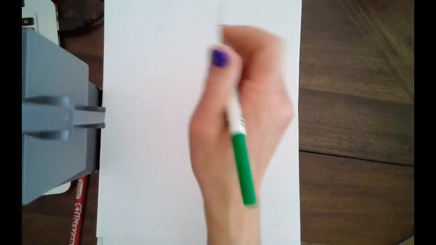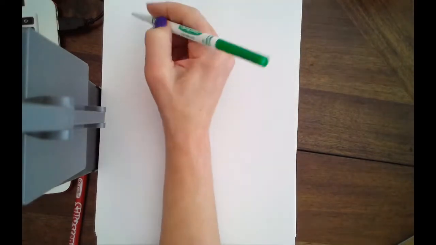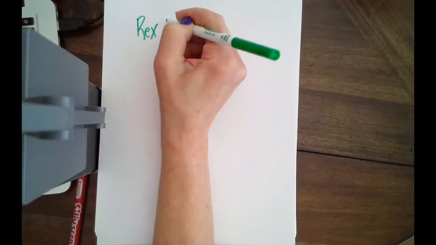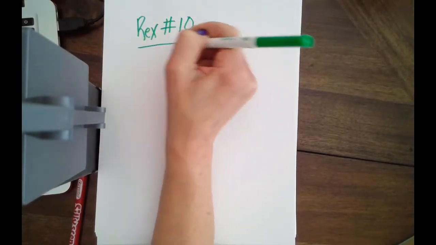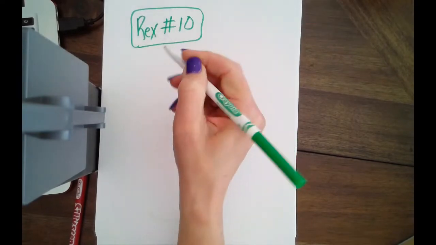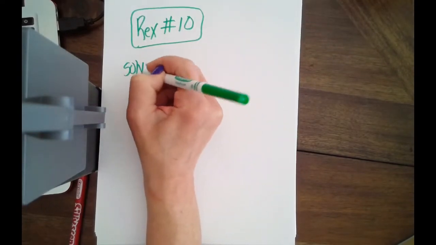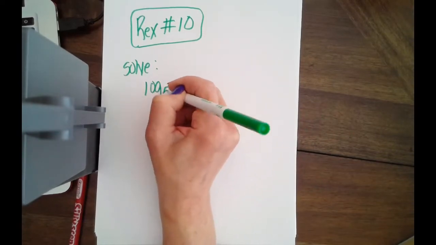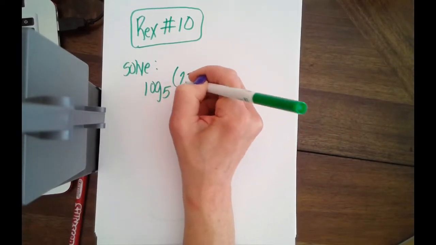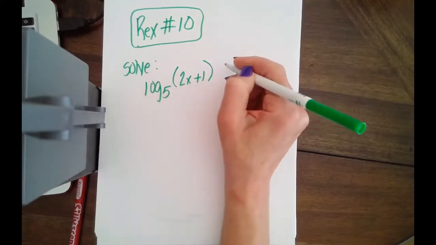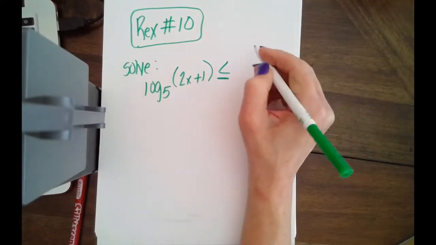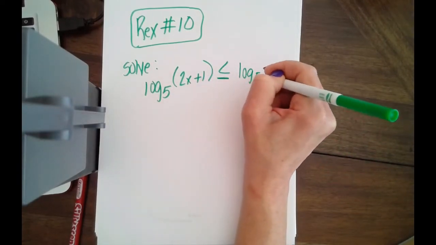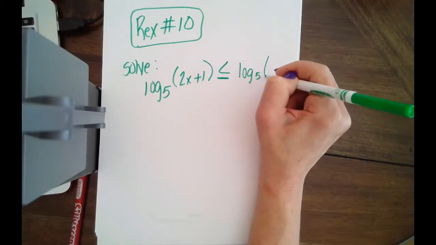All right, let's look at Rex number 10. Okay, solve. Log base 5 of 2x plus 1 less than or equal to log base 5 of x plus 4.